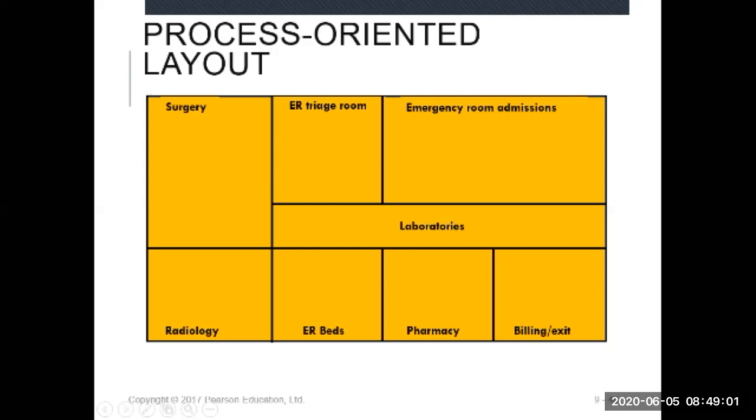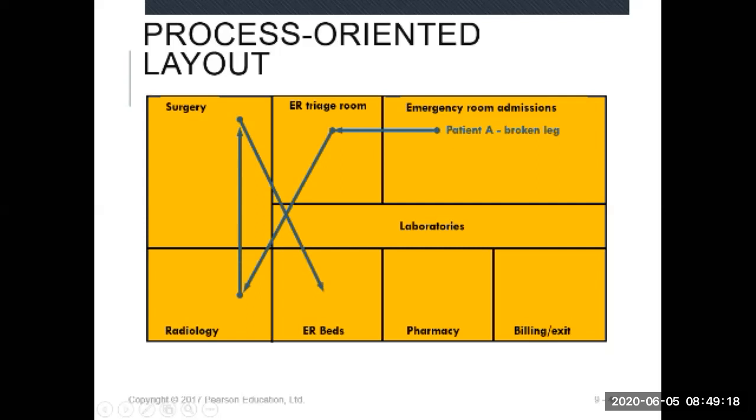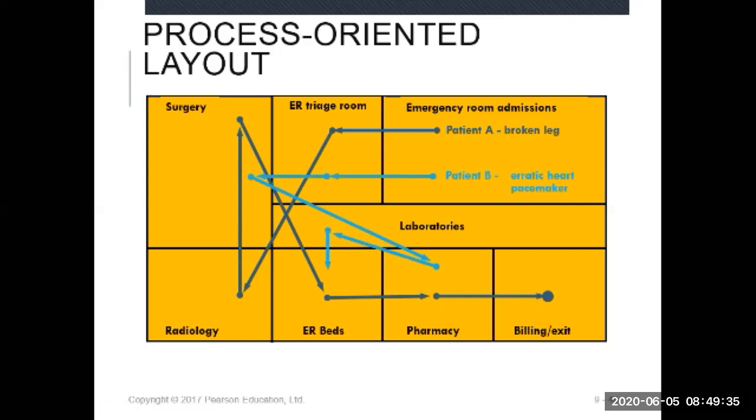Now we will see different patients. I will show you two example patients with a different sequence of the process. So patient A, this is the route for patient A, and then exit. Patient B has an erratic heart and needs a pacemaker, so needs to go to different areas, go to the lab and billing and exit. So patient B is different from patient A.